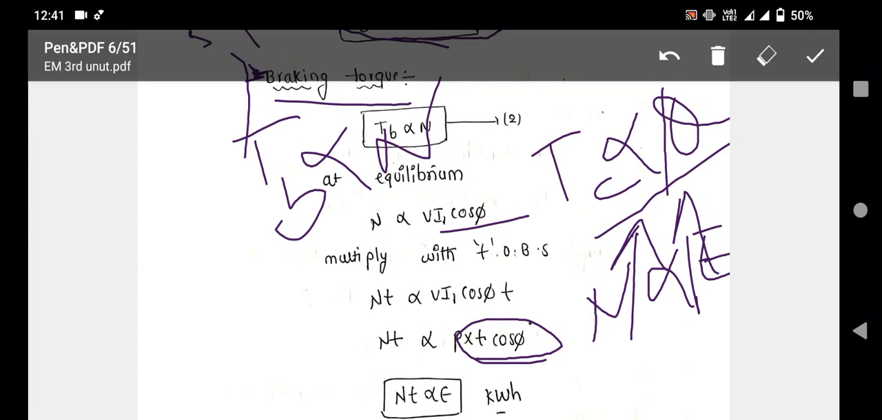If the revolutions made by the disk increase, it means more energy is consumed. That means when the energy consumed by the load increases, the number of revolutions made by the disk increases. So the energy consumed by the load depends on the speed of the disk, and the speed of the disk depends on the energy consumed by the load.